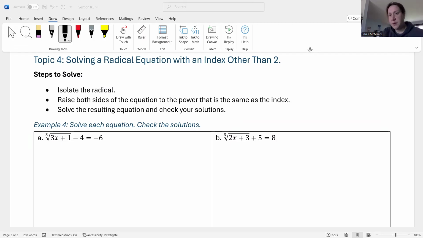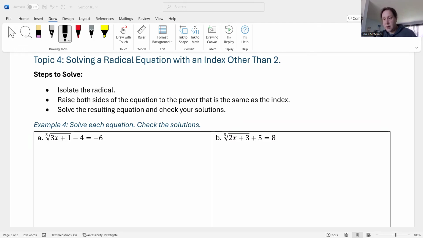For the final topic in this worksheet, we are going to talk about solving radical equations with an index other than 2. So far we've only looked at square root equations. Here we're going to look at cube root. We will not go any further than that. We're just going to do square root and cube root. So the process is exactly the same.